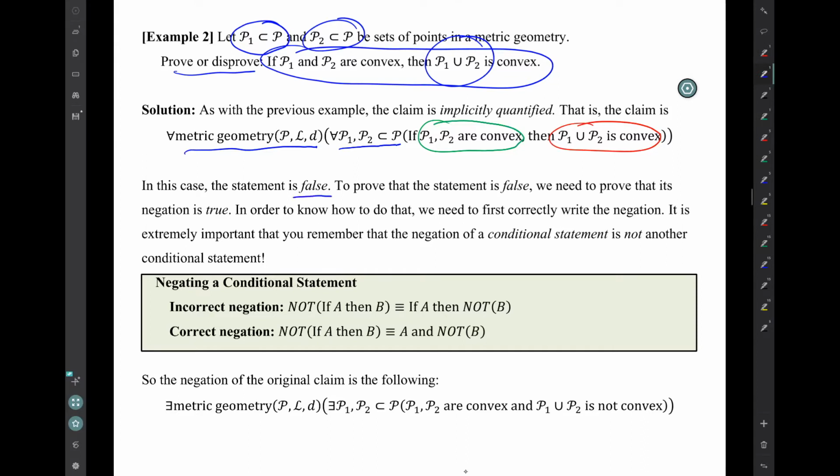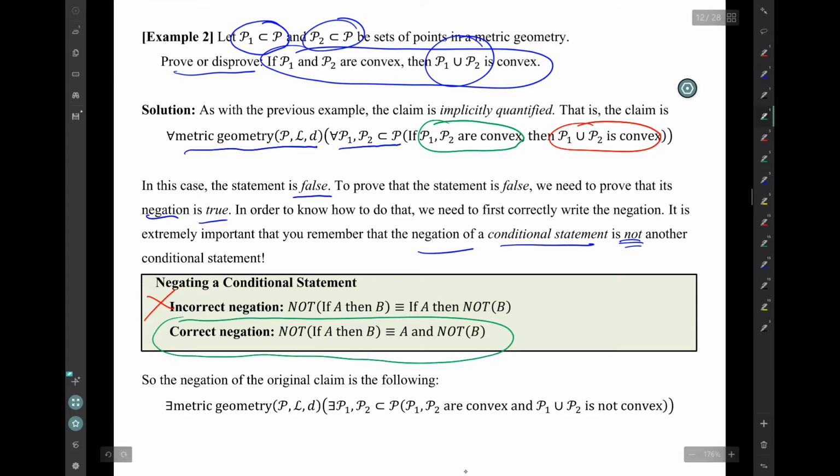To prove that the statement is false, we need to prove that its negation is true. In order to do that, we need to first correctly write the negation. It's extremely important that you remember that the negation of a conditional statement is not another conditional statement. So a common incorrect negation is this. Students will say the negation of if A then B is if A then not B. That's incorrect. The correct negation is this. The negation of if A then B is the following: A and not B. In this negation there is no if and there is no then.